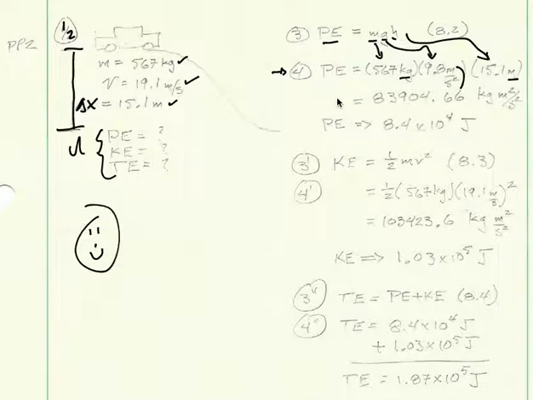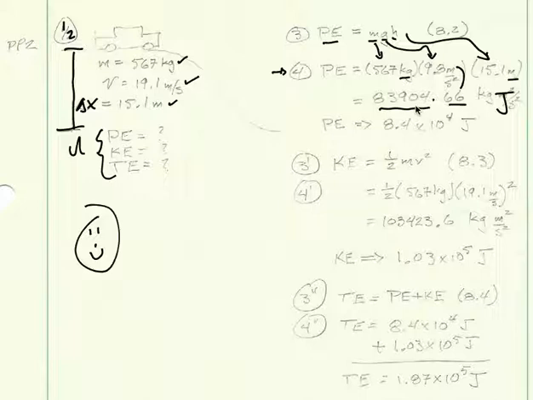All right, the rest of that is simply punching buttons in your calculator. I'm confident you can do that. You end up with 83,904.66 kilogram meters squared per second squared. I went ahead and wrote all that out, but you all know that that is the same as a joule.